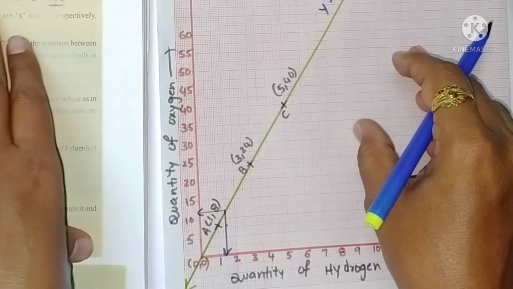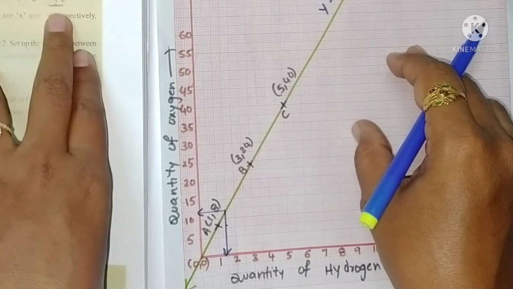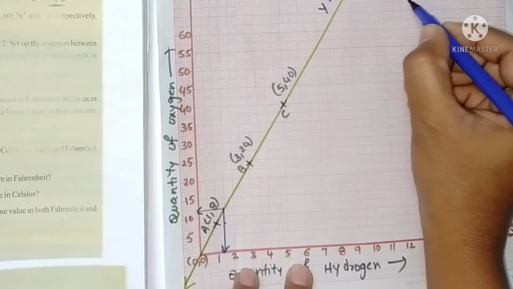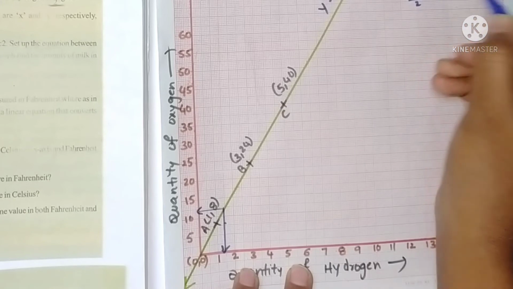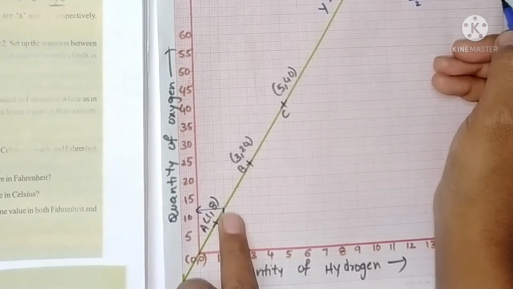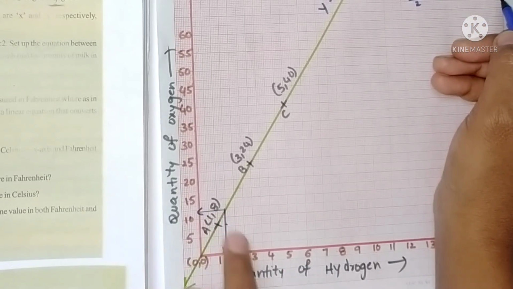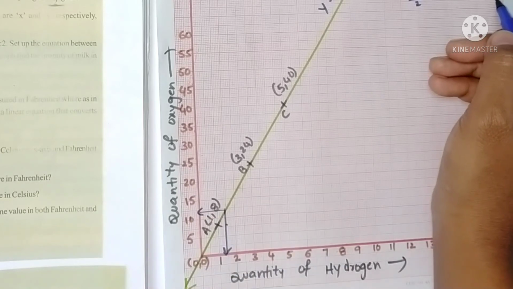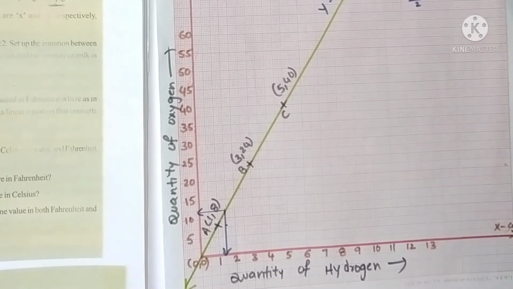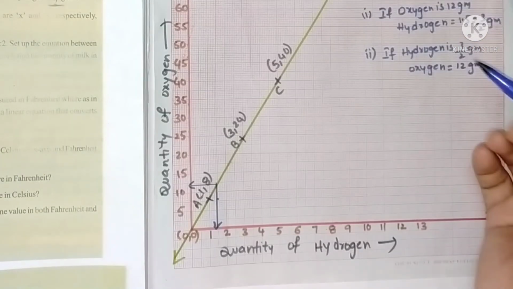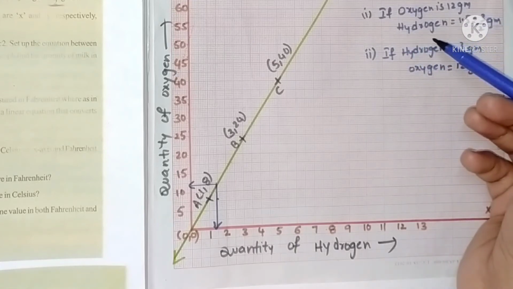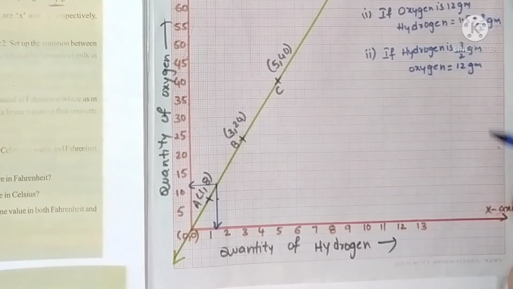And quantity of oxygen if hydrogen is 3 by 2 grams. So 3 by 2 is nothing but 1.5. So 1.5 hydrogen means it is 12 grams of oxygen. Okay. So we wrote if oxygen is 12 grams, hydrogen 1.5, that is 3 by 2 grams. If hydrogen is 3 by 2 grams, oxygen 12 grams.